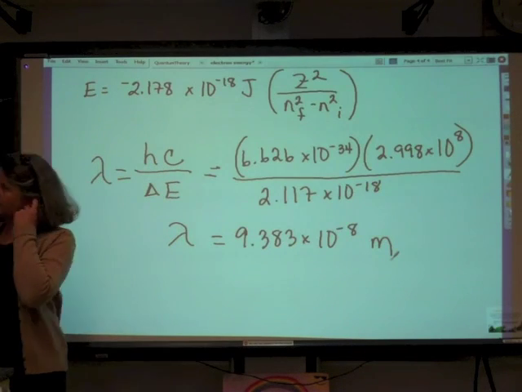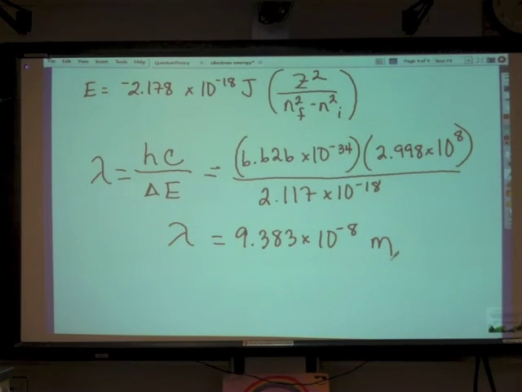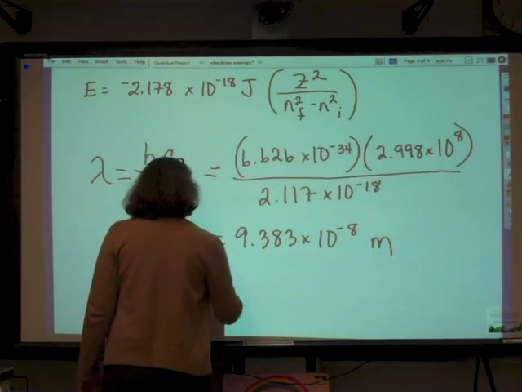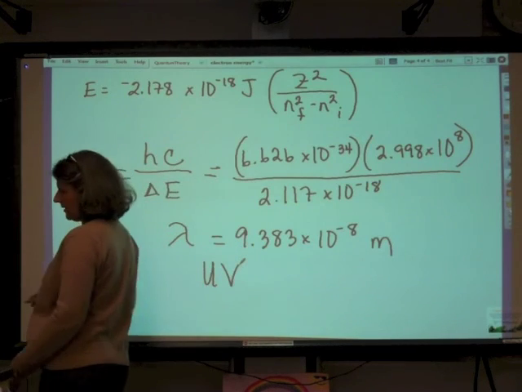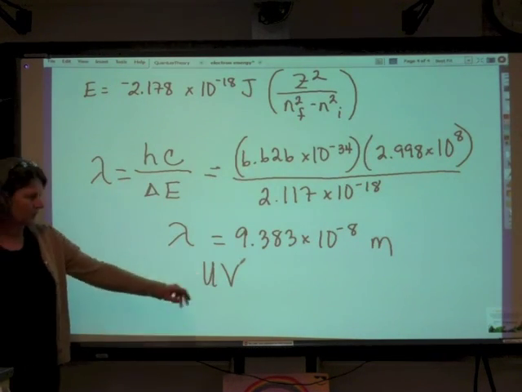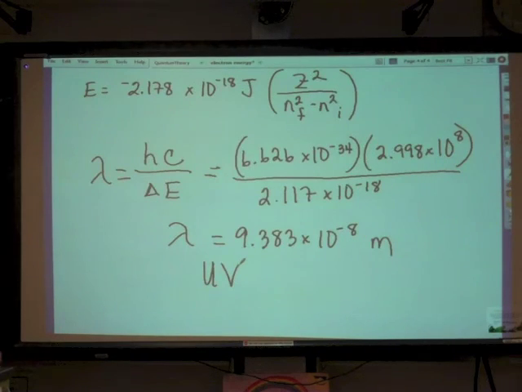And then if we look at the electromagnetic spectrum, we find that the energy associated with this wavelength right here is ultraviolet light. So we would actually not even see this emission. This emission wouldn't even be visible to us because the wavelength is UV. All right, that's how we find the energy of electrons.